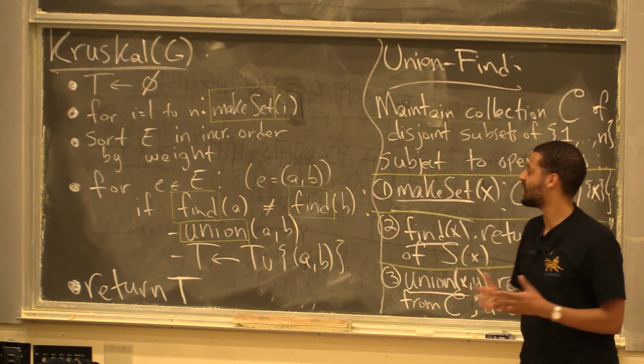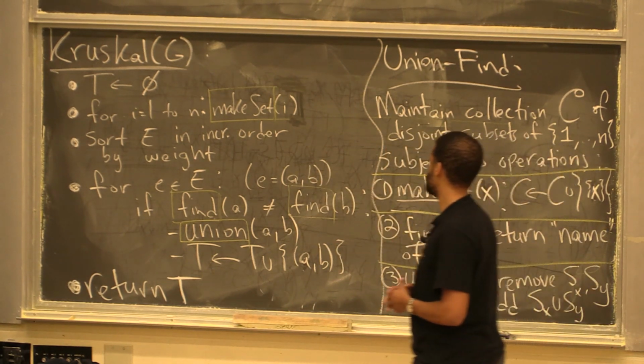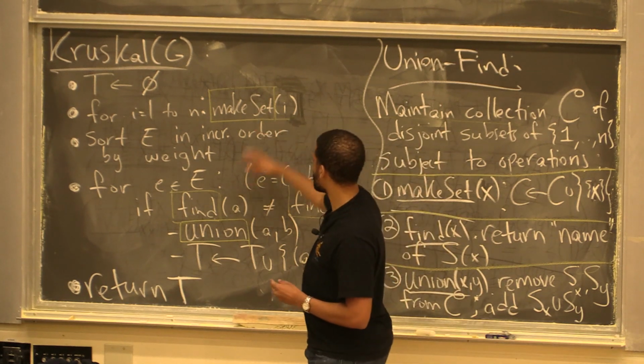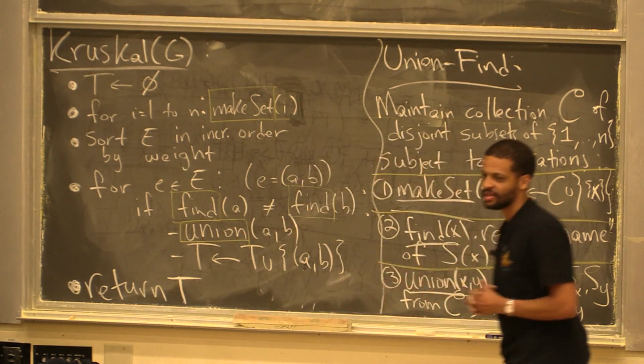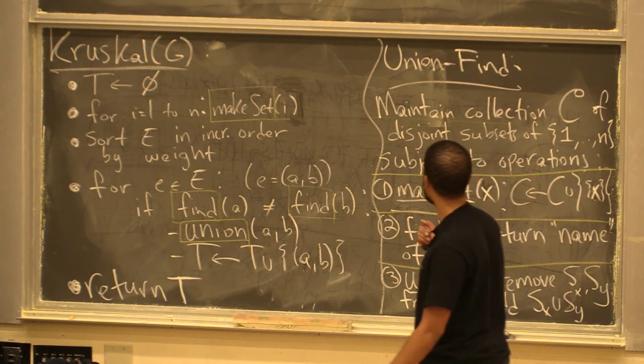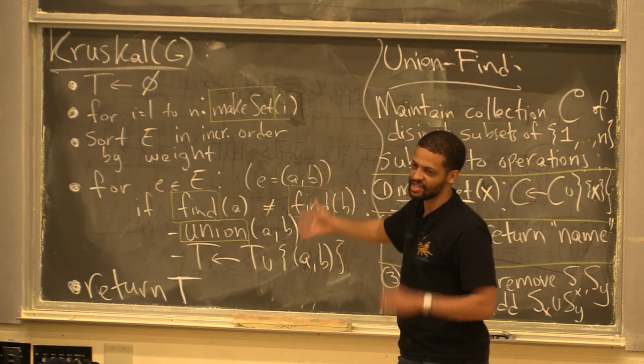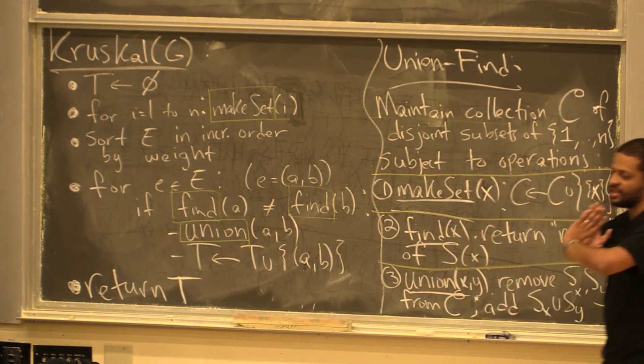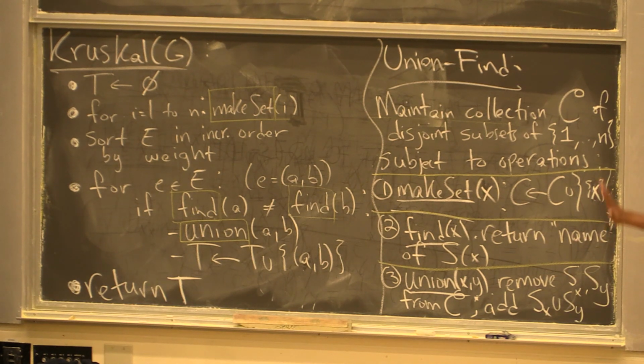And Professor Chiesa, a week ago, introduced these three operations: make set, find, and union. And those three things appear in the pseudocode for Kruskal. So I don't want to dwell on that. You've already seen this algorithm. I want to dwell more on how to actually implement these operations. So now we're focused on a different problem, a data structural problem.